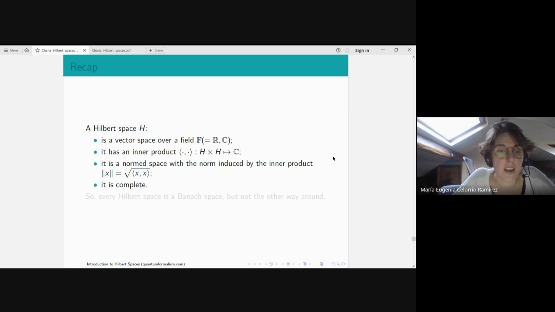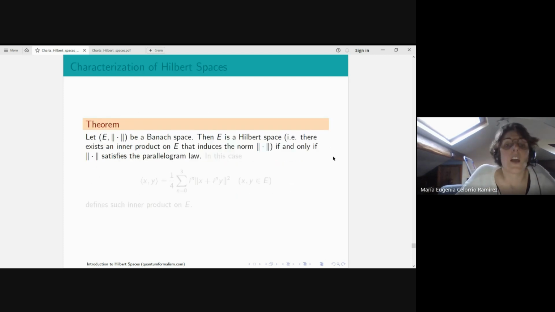So we can see from here that every Hilbert space is a Banach space, which is something really useful because Banach spaces have been very widely studied, and there are a lot of really nice properties, but not the other way around. So now I'm going to just state a theorem that I think is really, really nice. When we have a Banach space with a norm, we can actually characterize when this Banach space is a Hilbert space. So this Banach space will be a Hilbert space if and only if there is an inner product such that when I define the norm depending on the inner product, as I was saying before, these two are basically the same.